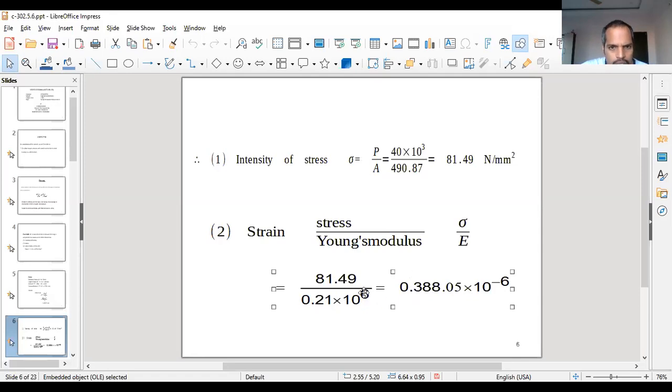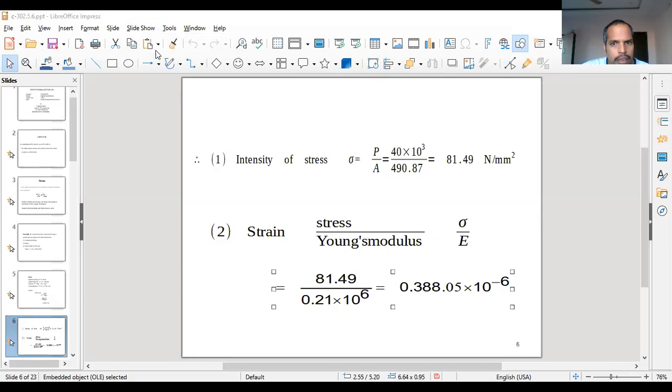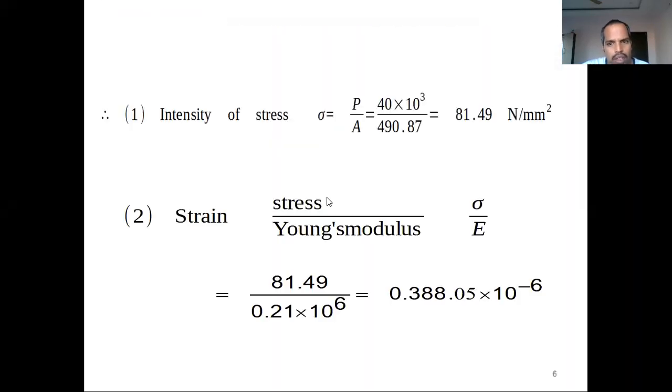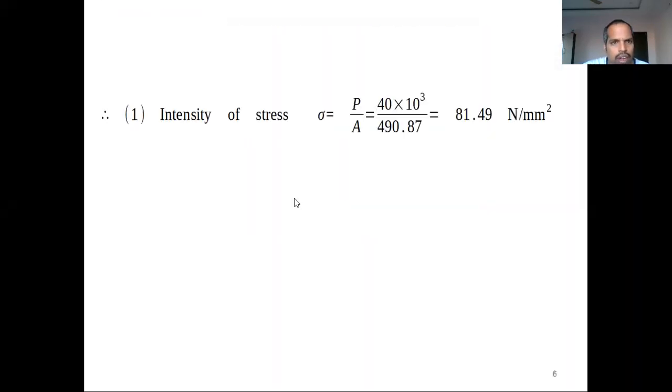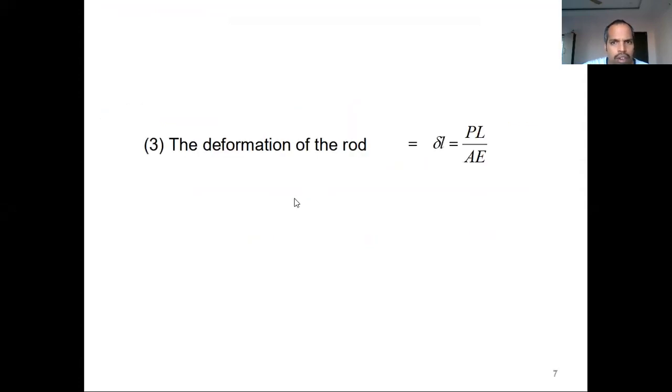These are put in as formulas, so editing would be very difficult. That's why I'm not able to edit it, so let us keep it as is. That's how we have to calculate the strain. Now let us go to the third part, that is the deformation. So deformation is equal to change in length, PL by AE, right?